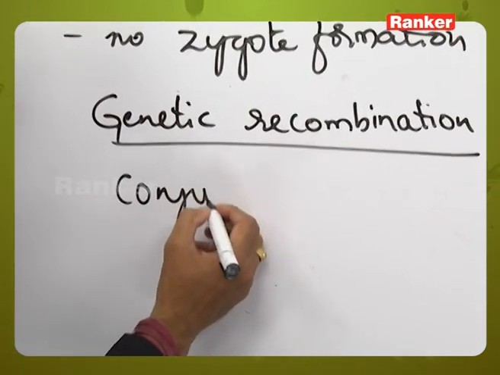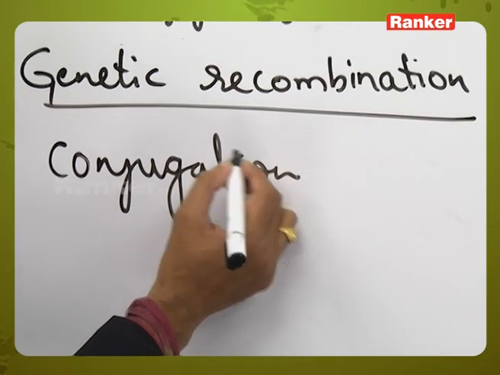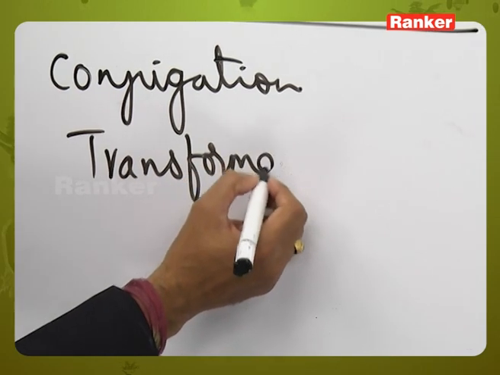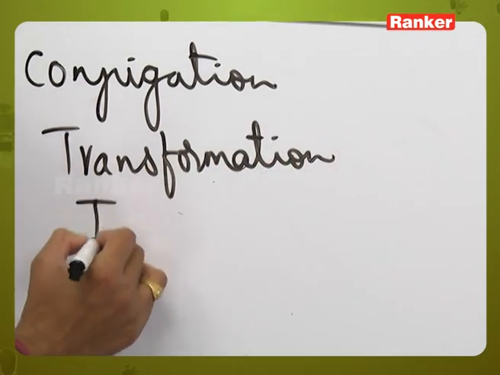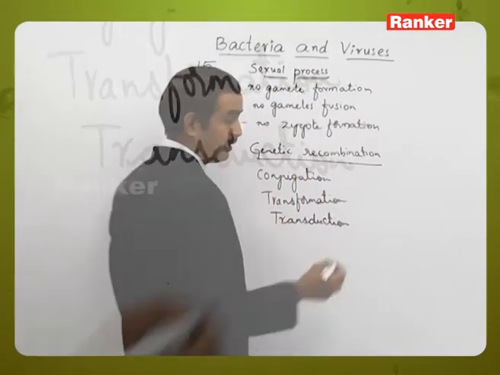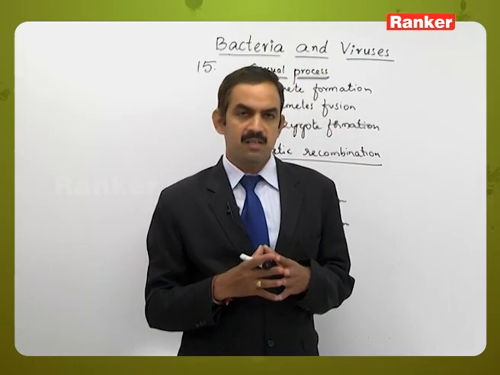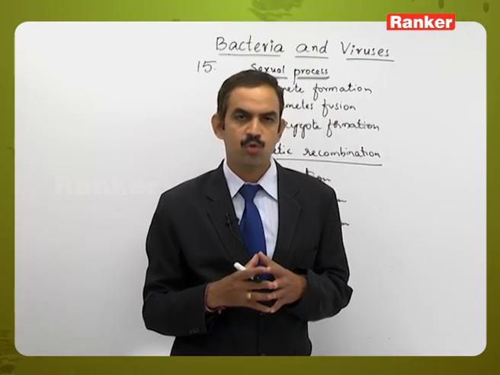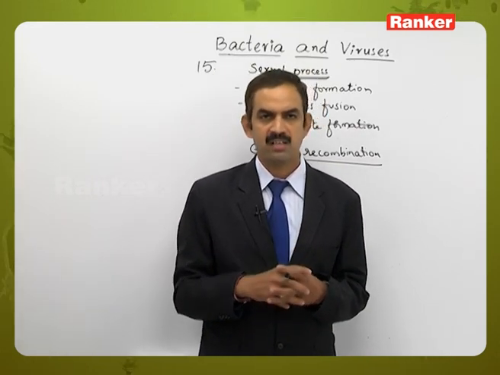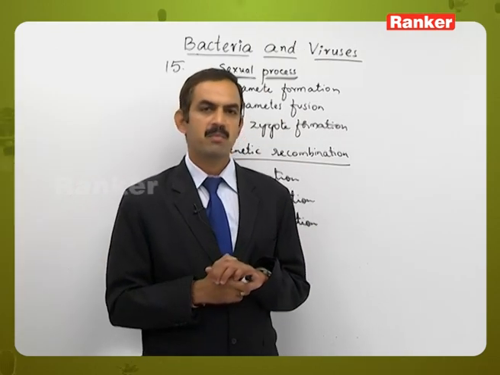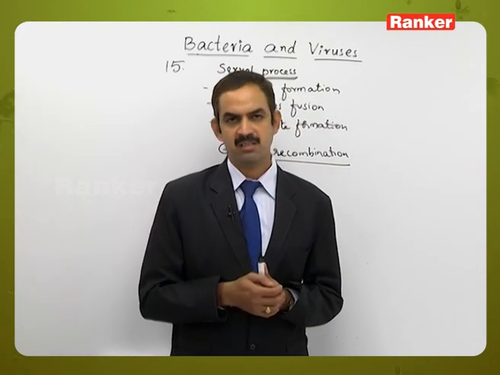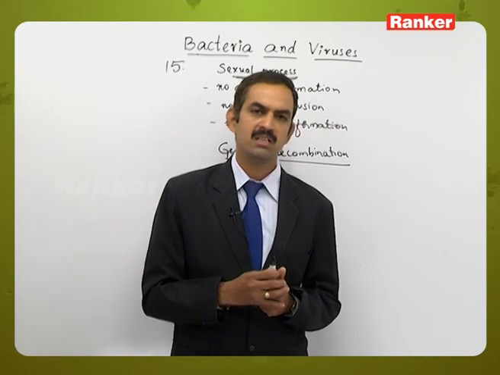One is called conjugation, another is transformation, and the third is transduction. In conjugation, two bacteria come and attach with each other with the help of the sex pili, or through the conjugation tube, and the genetic material is transmitted from one bacteria to the other. We can call it direct contact of bacteria.